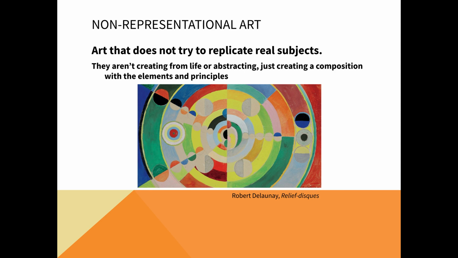Now, oftentimes people call this type of art that does not look like anything from real life abstract. And that's not the correct art term for it. This is non-representational. Sometimes it's also called non-objective, but non-representational, no subject matter. So here we have shapes, colors, lines. We are just using our elements and principles to create an artwork.